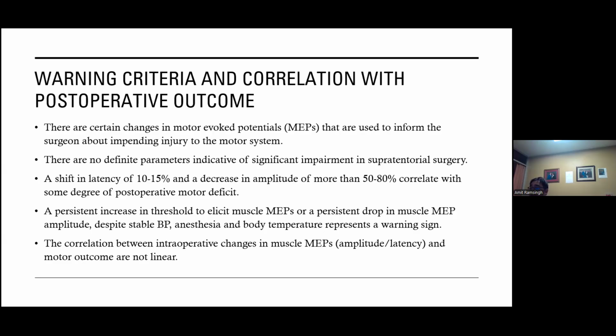A persistent increase in threshold to elicit motor evoked potentials, or a persistent drop in muscle motor evoked potential amplitude despite preservation of blood pressure, adequate anesthesia, and normothermia represents a warning sign. The correlation between intraoperative changes in the muscle MEPs, such as the amplitude and latency, and the motor outcome is not linear and most times is not concordant.